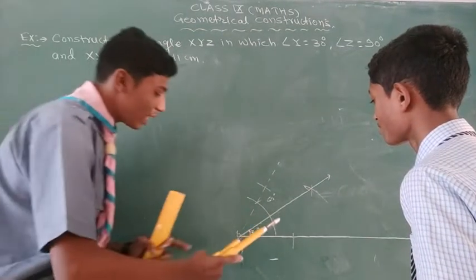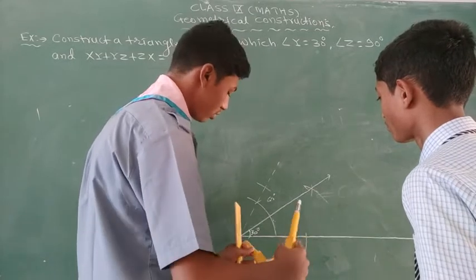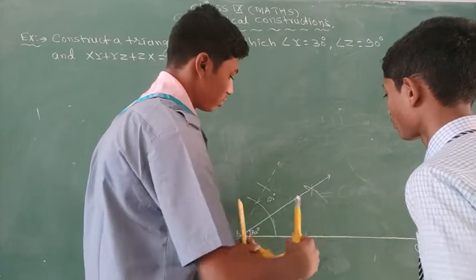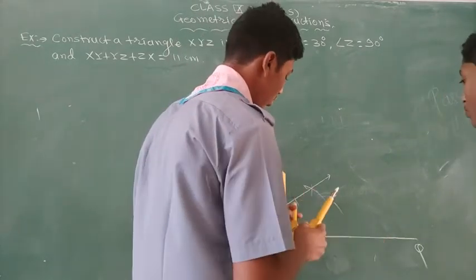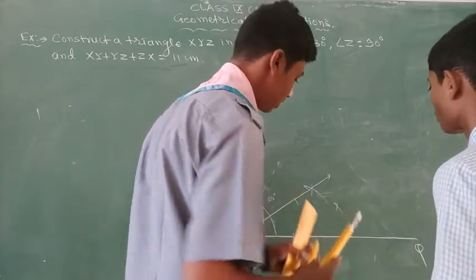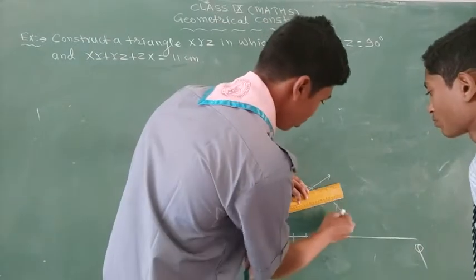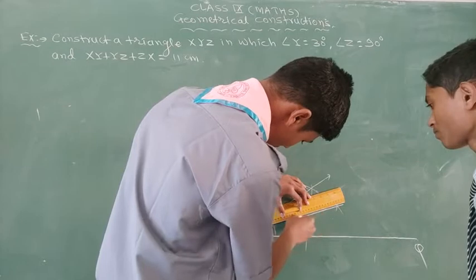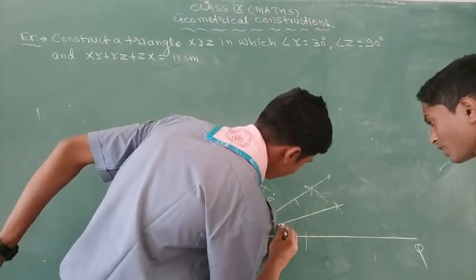Now we have to again bisect it and form a 15 degree angle. From these two, the lines intersect. It is a 15 degree angle.